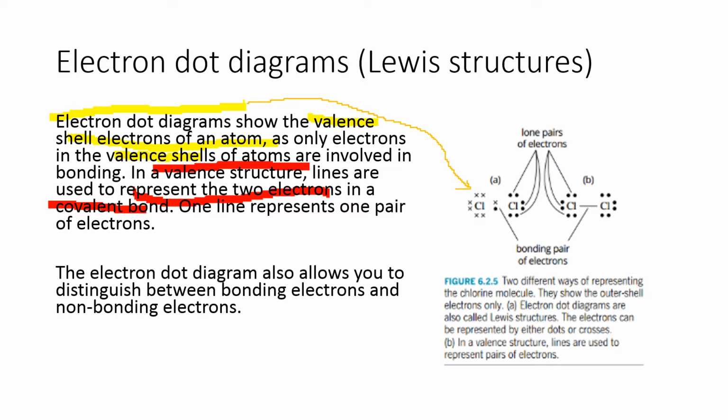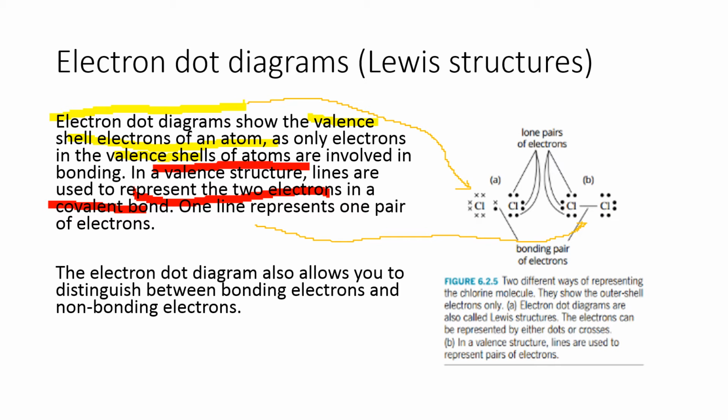But if you look at the valence structure, it's quite similar. The difference is that it uses the line. One line represents one pair of electrons. It uses a line instead of the dot. That is the difference between the electron dot diagram and the valence structure. So once again, the electron dot diagram shows the valence shell electrons, how many electrons have been shared and how many electrons are left as lone pairs. The valence structure is quite similar, but instead of using dots for the bonding pair of electrons, it uses the line to represent the electrons that have been shared between the atoms.